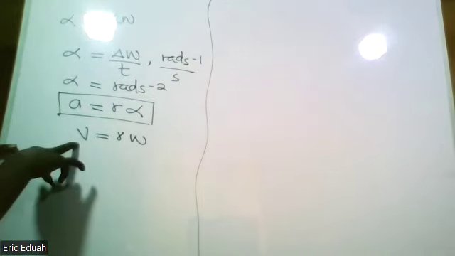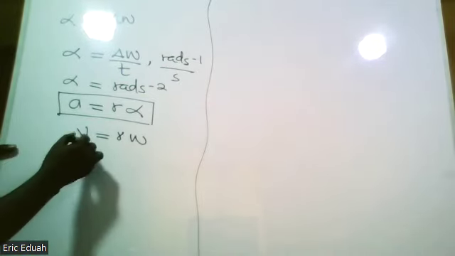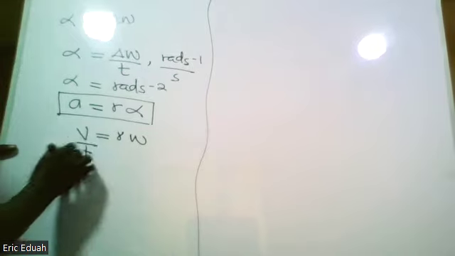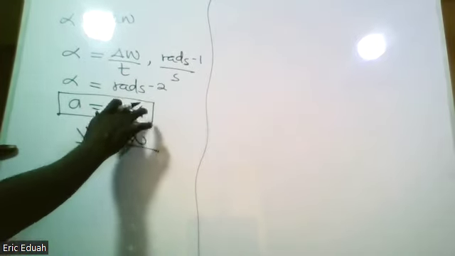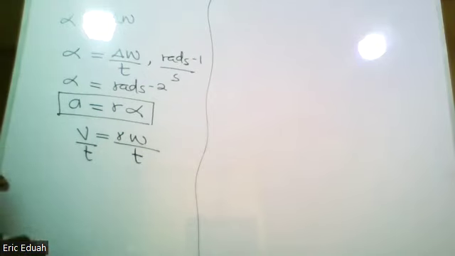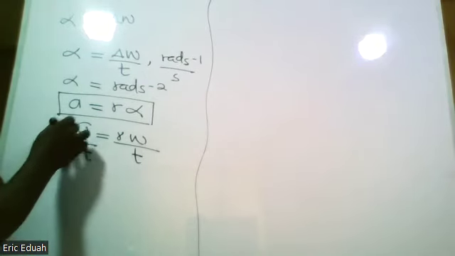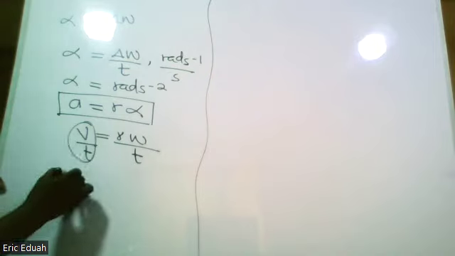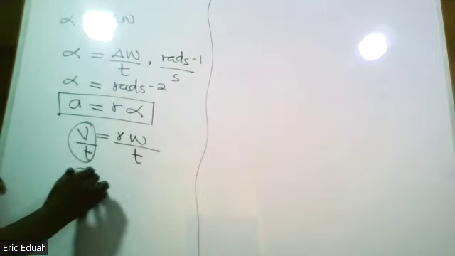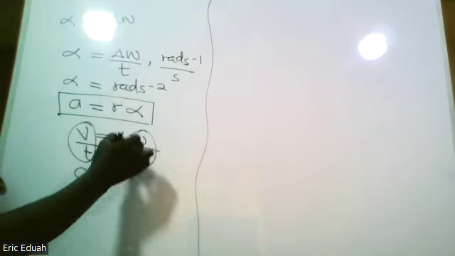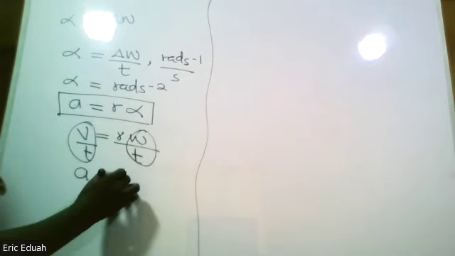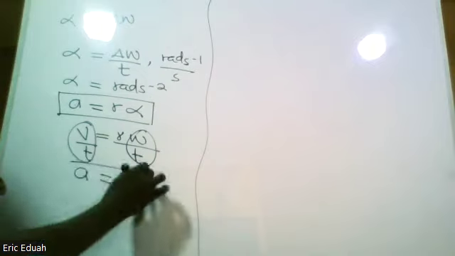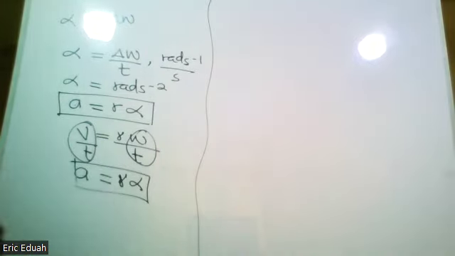Because a change in V with time would give us A, we divided through by T. Because a change in omega would give us this, we also divided through by T. So this side is what is giving us A, and this side is what is giving us alpha. So R alpha. Okay.